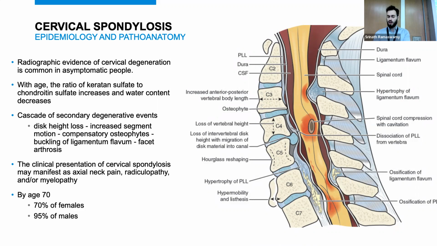Most people have arthritis or spondylosis in their neck. By age 70, it's 70% of females and 95% of males. So it doesn't matter. The disease doesn't matter as long as it's regular degenerative change.